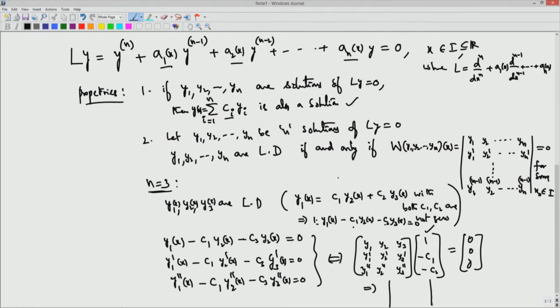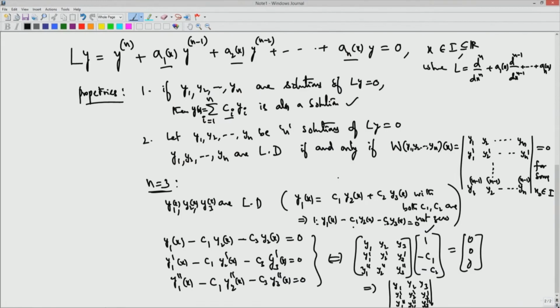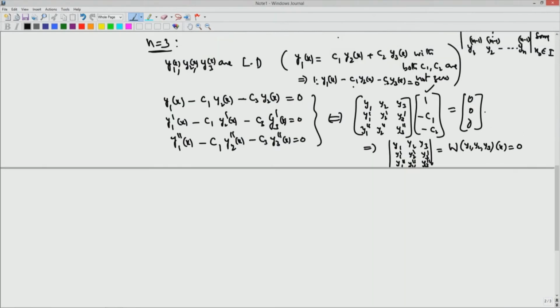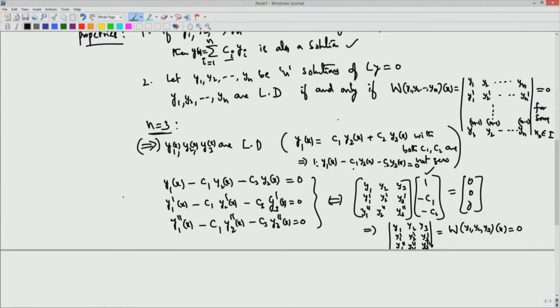So this determinant of y1, y2, y3, y1 dash, y2 dash, y3 dash, y1 double dash, y2 double dash, y3 double dash is actually the Wronskian of y1, y2, y3 of x, equal to 0. This is true for every x. Okay, this is one way of proof. If you assume that they are linearly dependent, I proved that the Wronskian is 0.